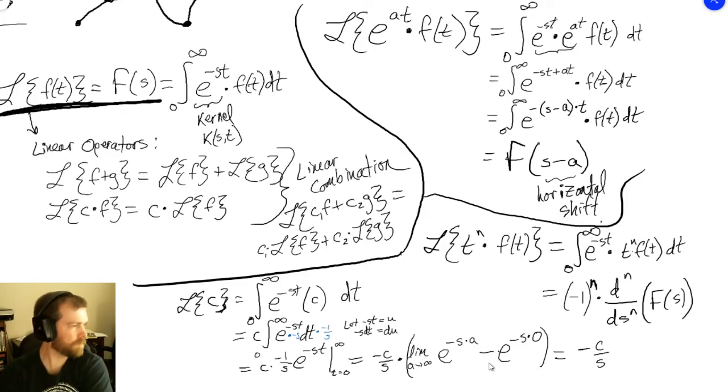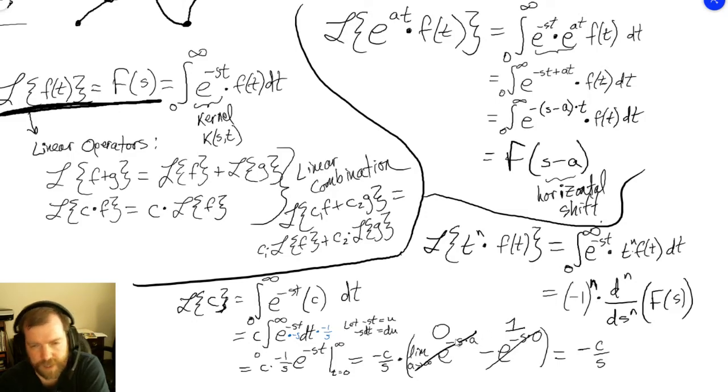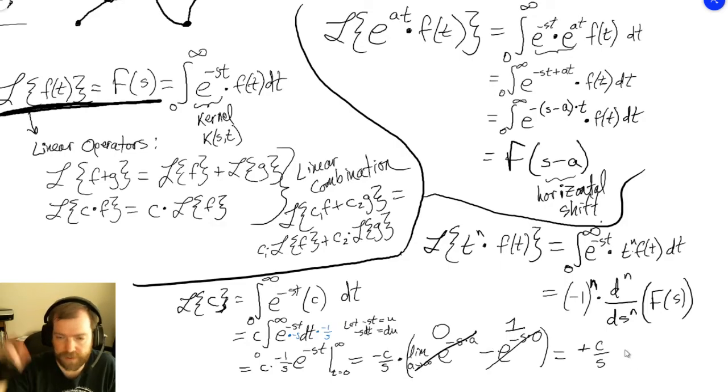Oops. No, that's a positive. Yep, this one here is going to be a 1, and this one here is going to be a 0. You have an infinity that's going in up top here. E to the negative infinite number is going to be 1 over a very, very large number, so it's going to 0. So 0 minus 1 gets to a negative 1, so negative c over s times negative 1 gets to a positive c over s.